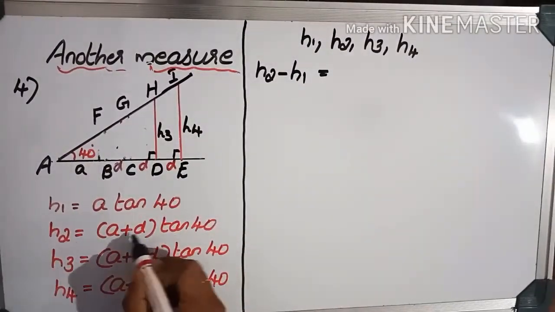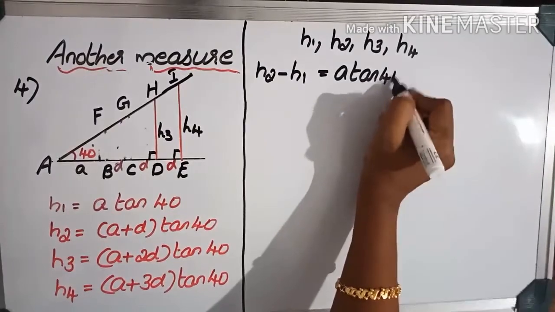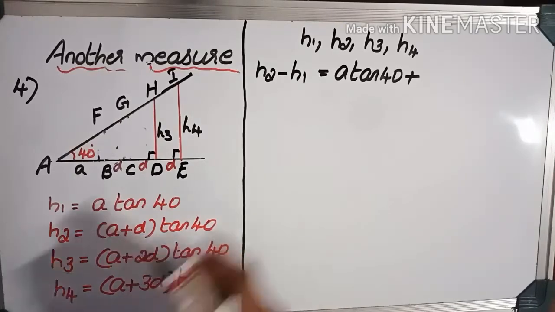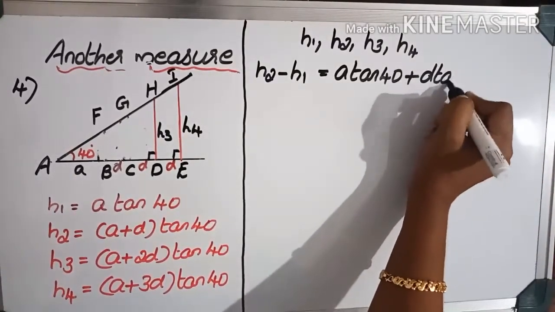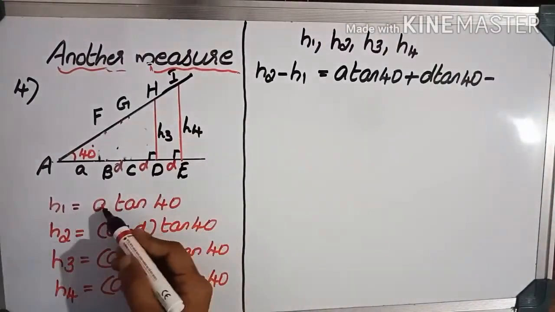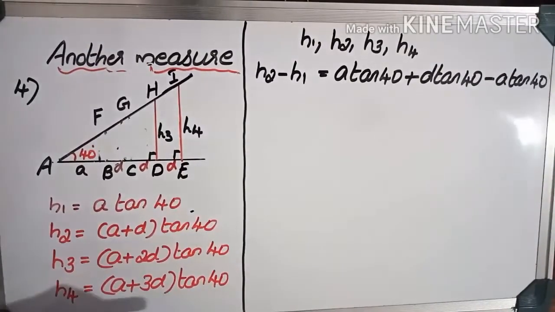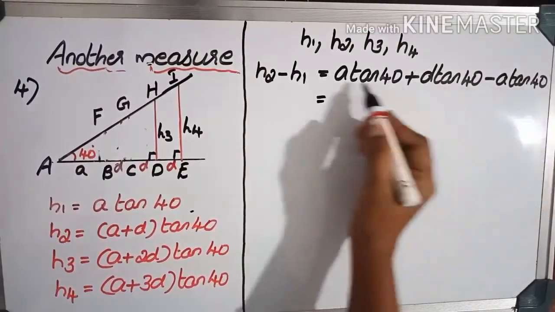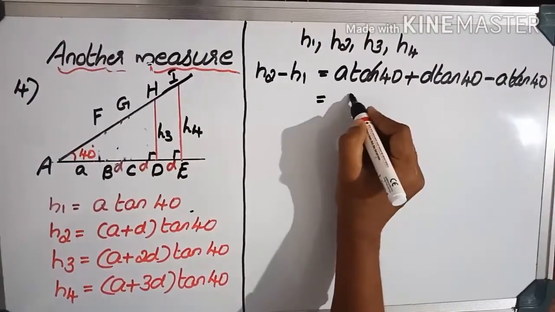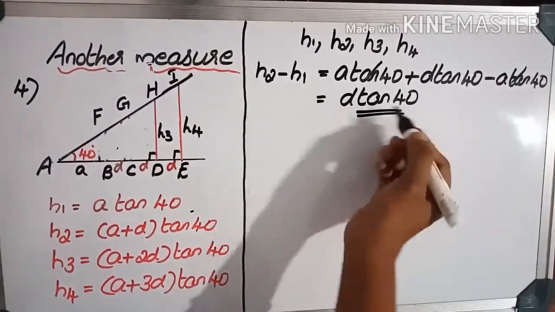So here H2 is (A plus D) tan 40. Let's open the bracket. That is A tan 40 plus D tan 40. We have to multiply this A and D with tan 40. So D tan 40 minus H1. H1 is A tan 40. Now this A tan 40 and that A tan 40 we can cancel, because one is plus and one is minus. So the remaining answer will be D tan 40. So the first difference we got is D tan 40.